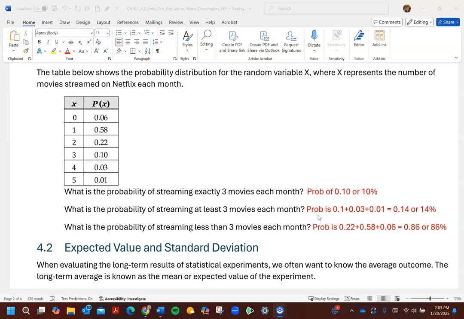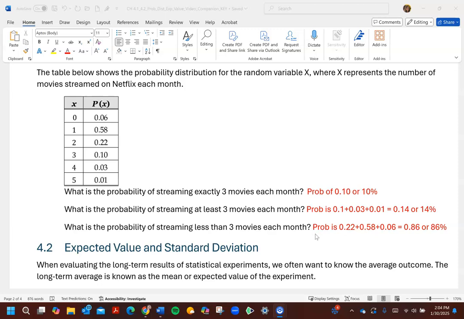Okay, so the probability of streaming at least 3 movies would be 14%. And the probability of streaming less than 3 movies is 86%, so quite a bit higher. And you notice that these add up to 100%, because I'm getting each half.